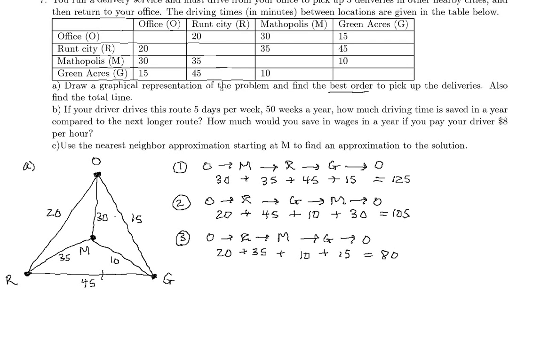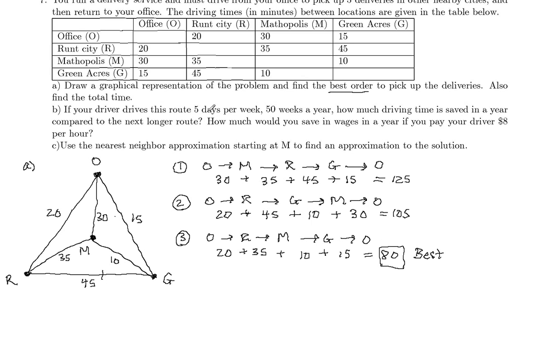So then the best order is going to be whichever one gives the lowest time. And in this case, that's the lowest time. Okay, so this one's best. So when you get done with the problem, you need to interpret this information and tell me what the solution is, okay? So find the best order to pick up the deliveries. You need to tell me that this is the best order to pick up the deliveries, O to R to M to G to O, because it's got the lowest time. So you got to tell me best order means lowest time to make that translation.